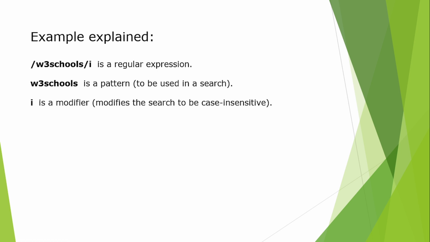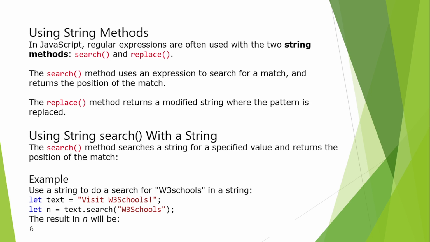Example explained: /W3Schools/i is a regular expression. W3Schools is a pattern to be used in a search. i is a modifier that modifies the search to be case insensitive. Using string methods: in JavaScript, regular expressions are often used with the two string methods, search and replace. First one is search. The search method uses an expression to search for a match and returns the position of the match. The replace method returns a modified string where the pattern is replaced.